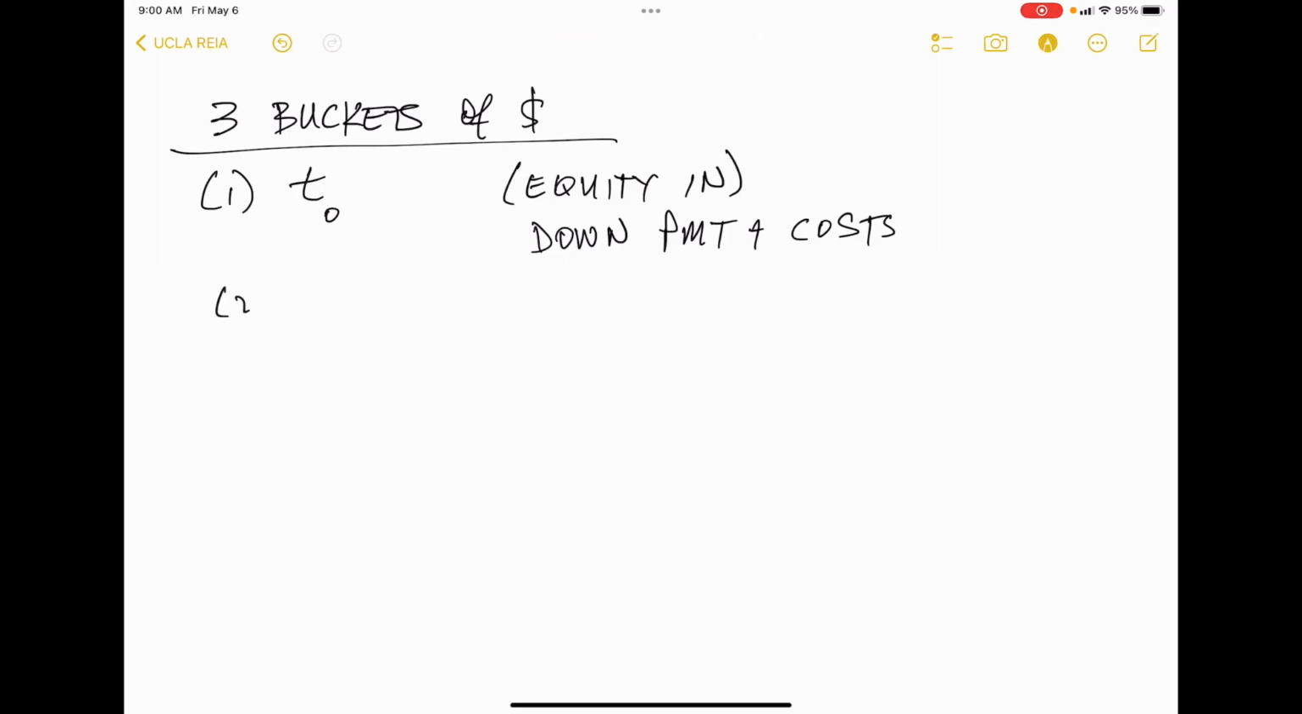The second bucket of money that we're going to underwrite is the before-tax cash flow from operations. And remember, the before-tax cash flow is going to equal our net operating income minus the annual debt service, if any.